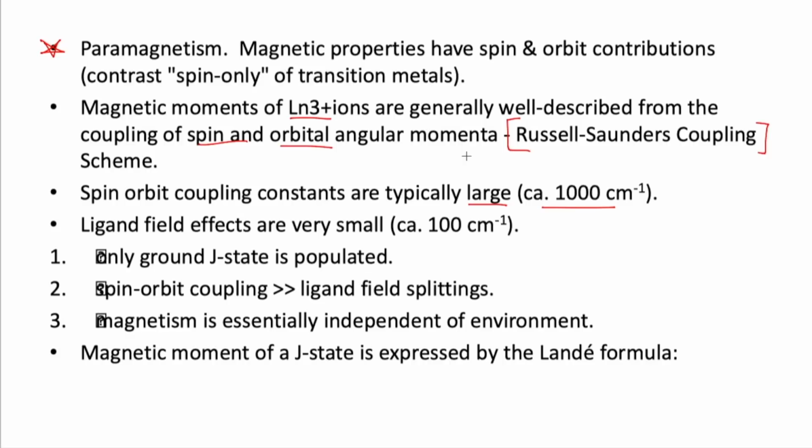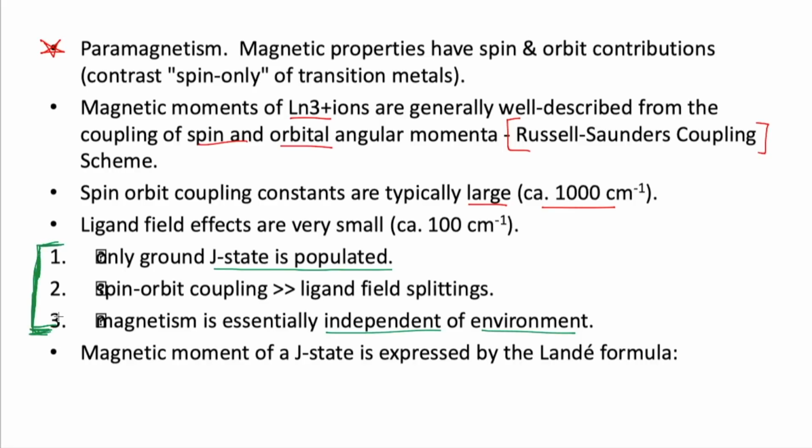Because of the high spin-orbital coupling, only the ground J state is populated. You know the J states, right? You have studied this in quantum mechanics and in molecular spectroscopy regarding the J max level. So the ground state remains populated. Spin-orbital coupling is quite large compared to the ligand field splitting, and that's why magnetism is essentially independent of the environment. These are the three factors which describe the exceptional magnetic behavior of these lanthanide elements.